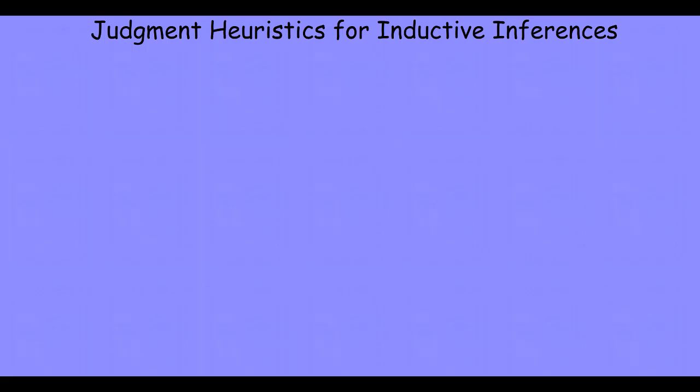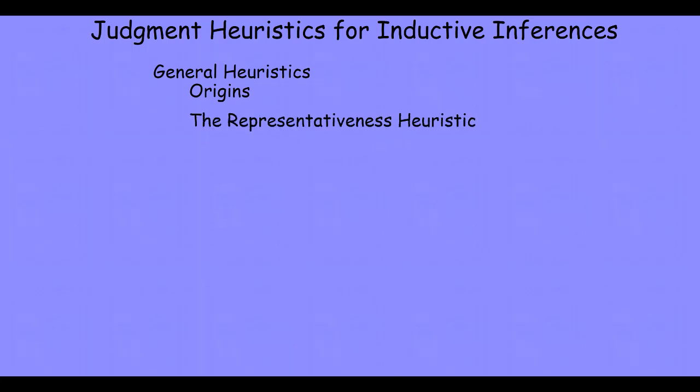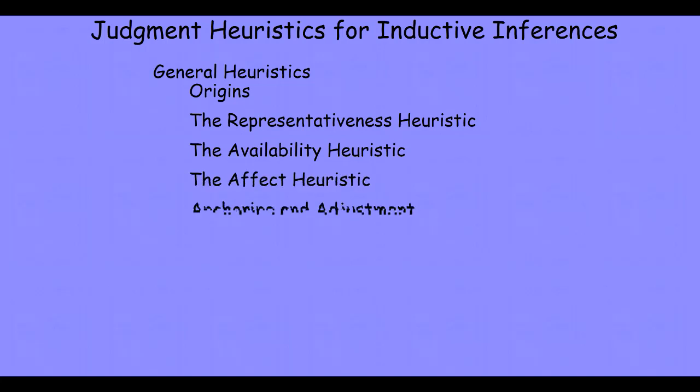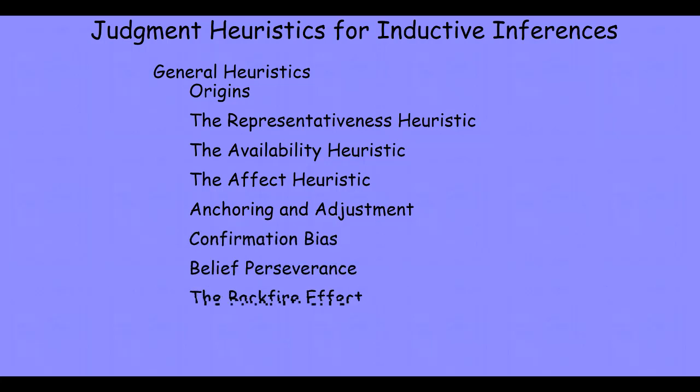Now that we've done a little bit to characterize the nature of inductive inference, let's turn our attention to judgment heuristics for inductive inference. We'll start off by looking at these general heuristics first by exploring their origins again. Then we'll look at the representativeness heuristic, the availability heuristic, the affect heuristic, anchoring and adjustment, confirmation bias, belief perseverance, and the backfire effect.